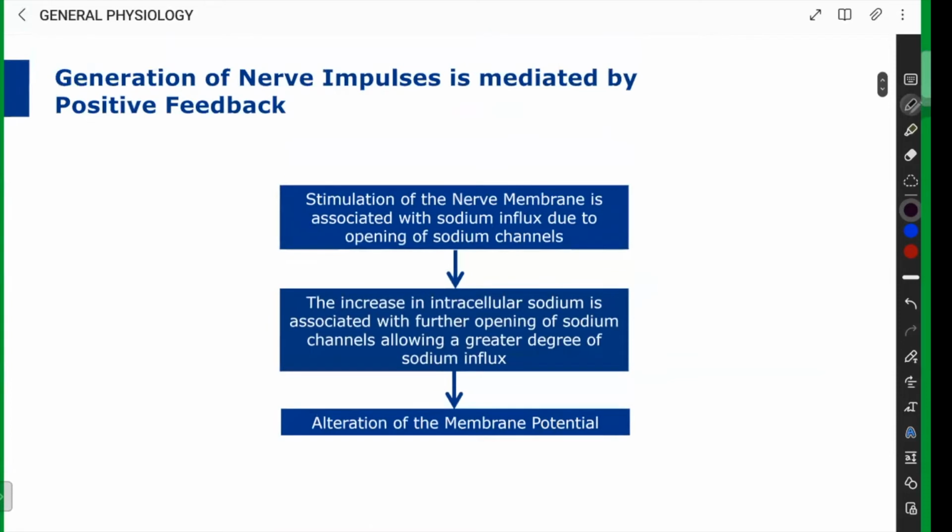Similarly, the third one is the generation of nerve impulses. Whenever there is stimulation of the nerve membrane, it is associated with a sodium influx due to the opening of sodium channels. The increase in intracellular sodium is associated with further opening of your sodium channels. So already there is an opening of a sodium channel, and this is going to further increase the opening of sodium channels.